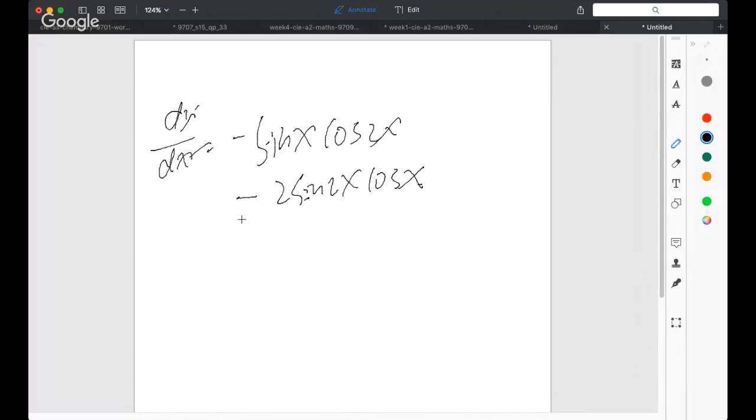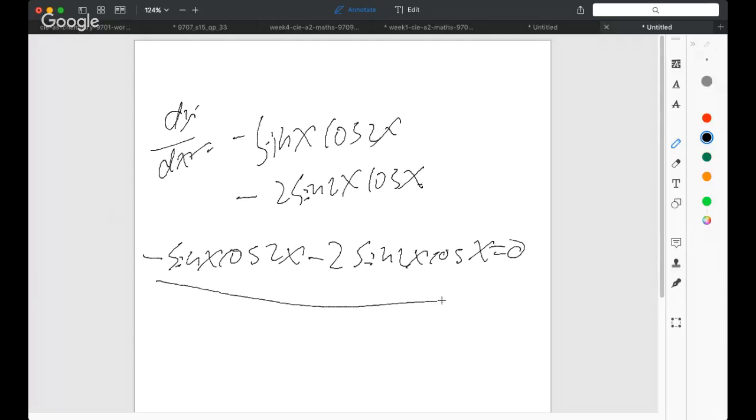Do you know where it comes from? Do you not know how to do this differentiation? Okay, so now to find the stationary point, you need to set this equation to 0, because to find a stationary point, the differentiation is 0. So minus sine x cos 2x minus 2 times sine 2x cos x is 0.